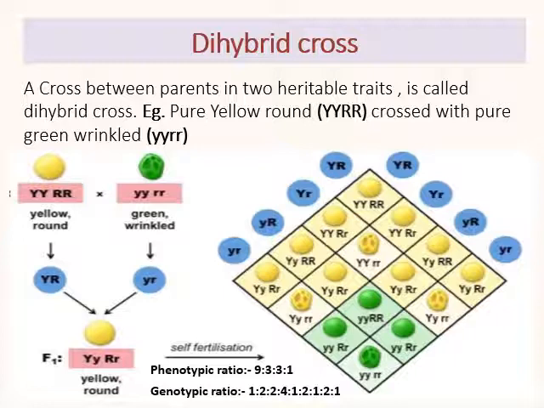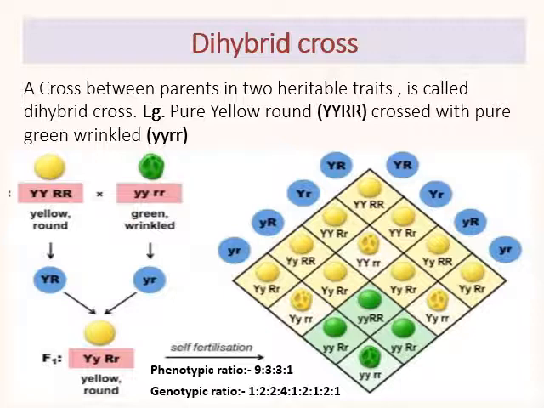So from dihybrid cross, the law of independent assortment can be explained. So what is the law of independent assortment? The law states that when a hybrid possessing two or more pairs of contrasting alleles forms gametes, the factors in each pair segregate independently of the other pair.